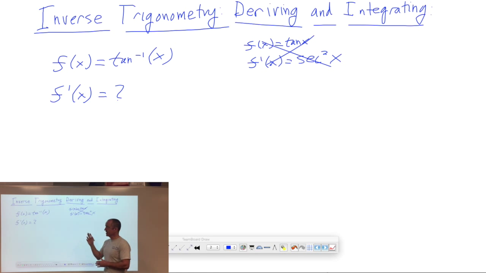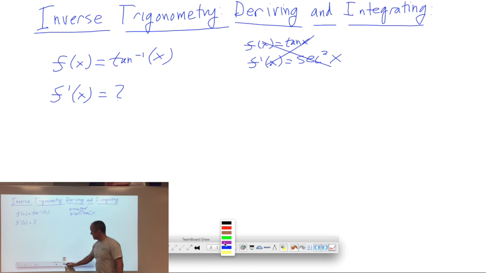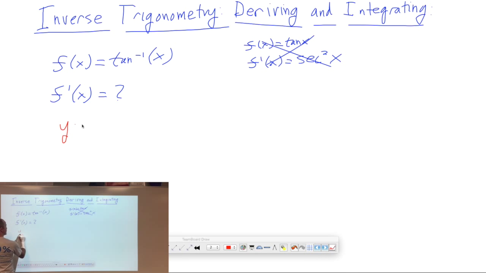Second step, let's change the notation a bit. We could do this with the f function notation, and we could pull out the limit definition of the derivative and do a long proof. But tangent in particular lends itself to a simpler demonstration of what's actually going on. First thing, I'm going to rewrite it. I'm going to write it as y equals inverse tangent of x. The y notation will be a little simpler here.